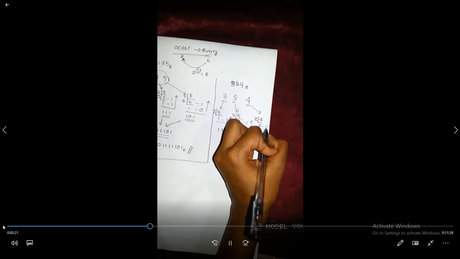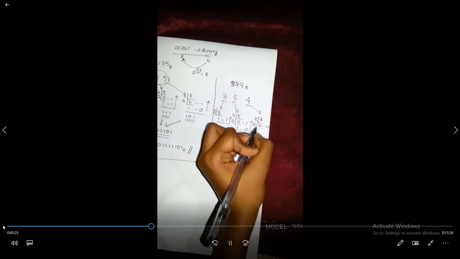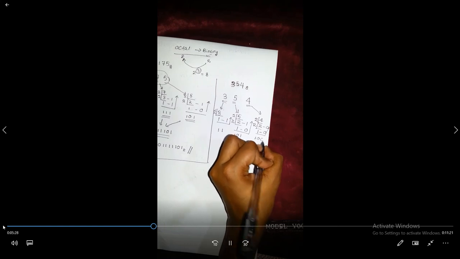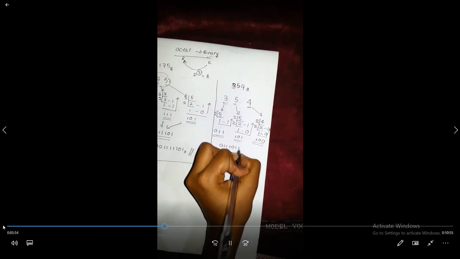Once 4 is divided by 2, we get 2 and 0 is remaining. Once we divide 2 by 2, we get 1 and 0 is remaining. So I get 1, 0, 0. So I converted all 3 digits. Now I have to check whether we have 3 digits in each part. We have 3. I have 3. I don't have 3 here, so I put 0 here. Right, now 011, 101, 100.